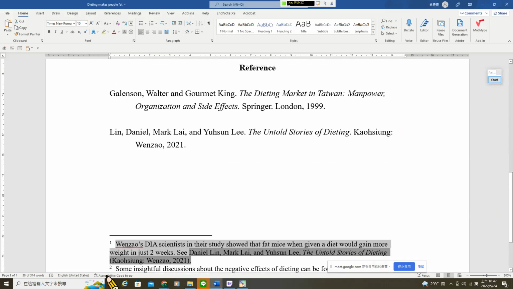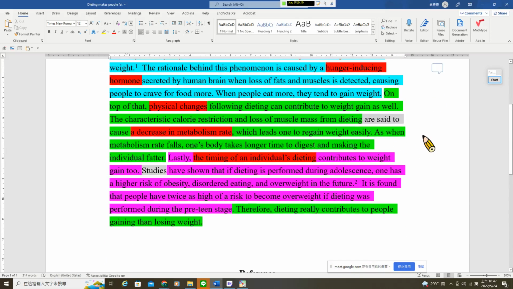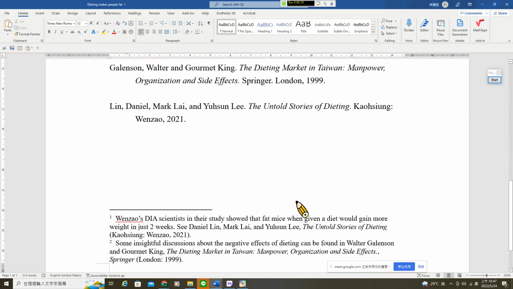So you can imagine this. It will be a little bit awkward for me to include this passage inside the body text, right? So I believe that some further information I can use. So I can just put up here: Wenzao's GIS scientists in their study showed that fat mice, when given a diet, will gain more weight in just 2 weeks. We did not do that, but suppose we were the scientists. So see Daniel Lin, Mark Lai, and Li Yuxuan, and the untold story of dieting.